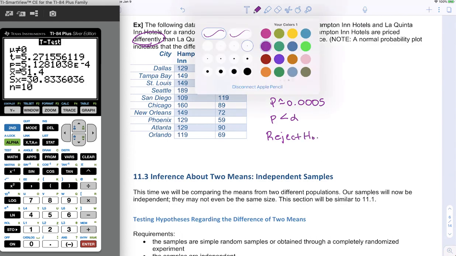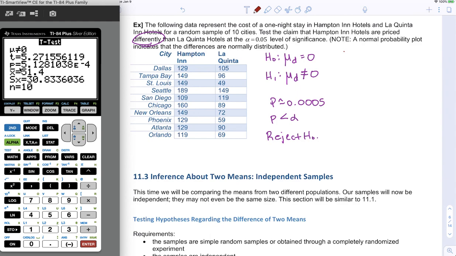So let's write out a conclusion. We have sufficient evidence to conclude that Hampton Inn and La Quinta Inn hotels are priced differently.